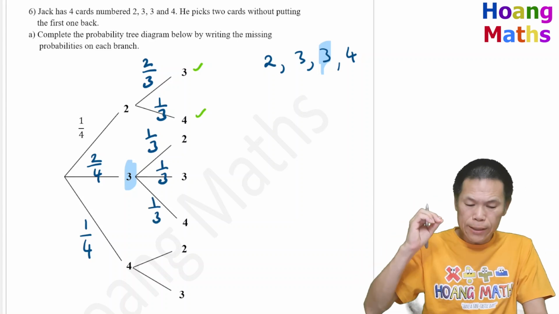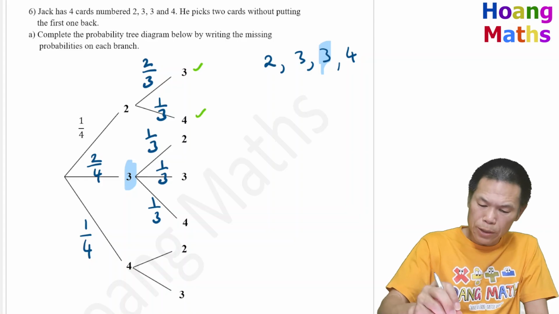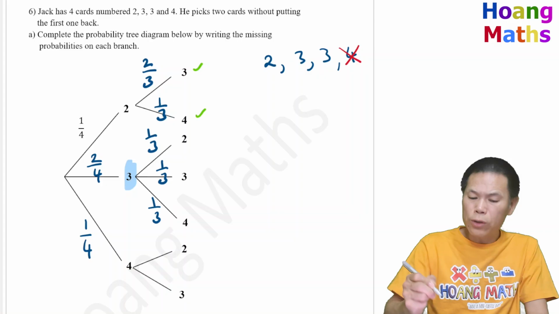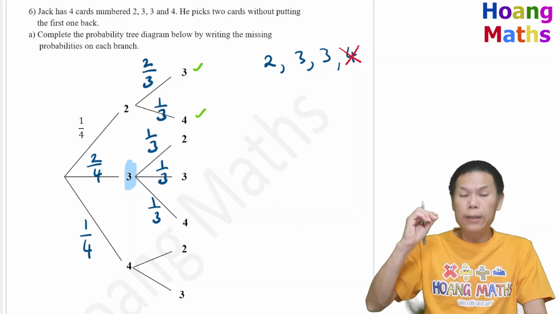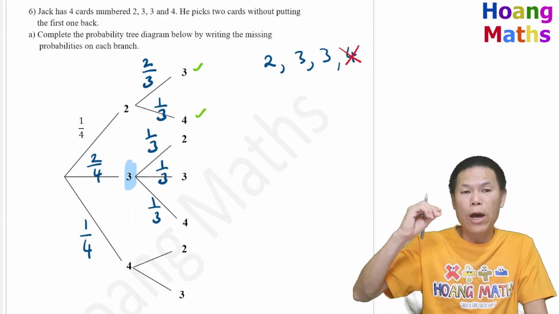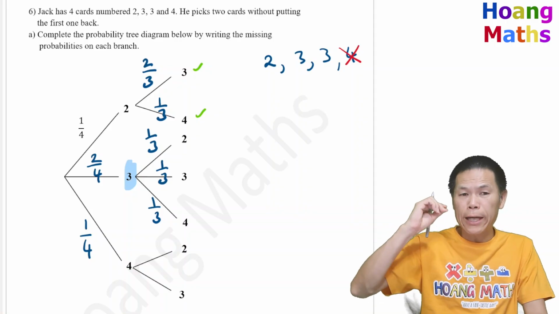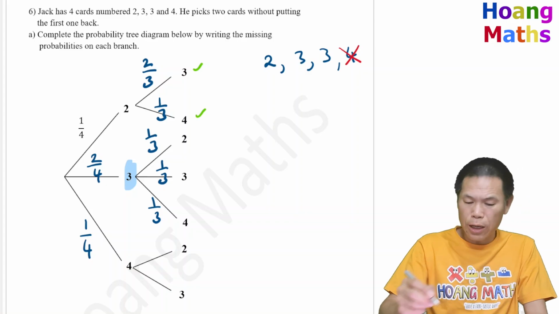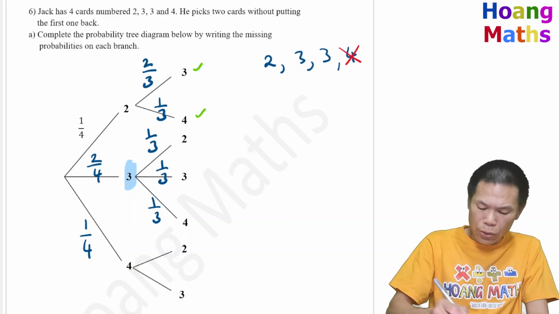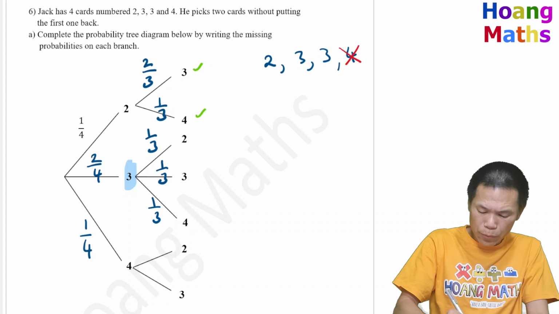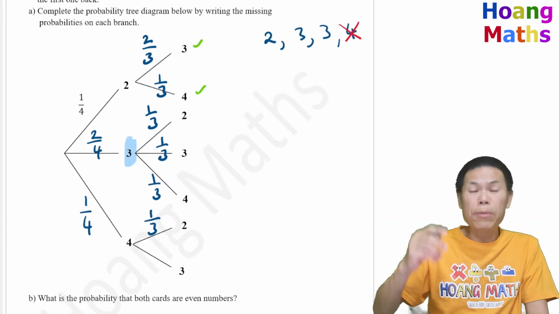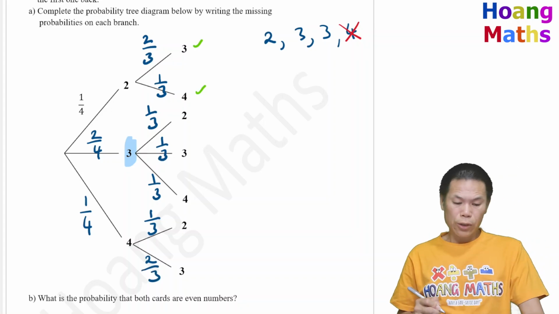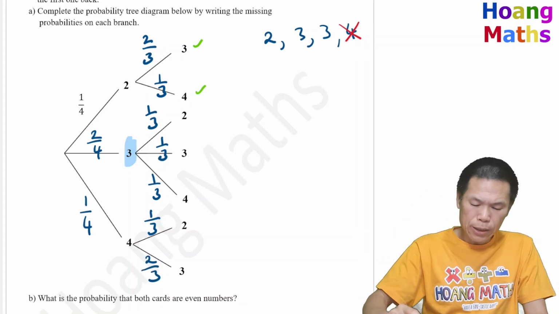So let's say the first card he picked is a 4. So let me just clear this first. The first card picked is a 4, so the 4 is gone. The second card he draws will be either a 2 or a 3. The probability getting a 2 will be 1 out of 3, because only one number 2 and 2 cards are 3. And the probability getting a 3 will be 2 out of 3. So there you go, this is the probability tree.